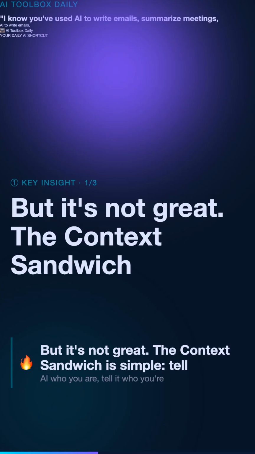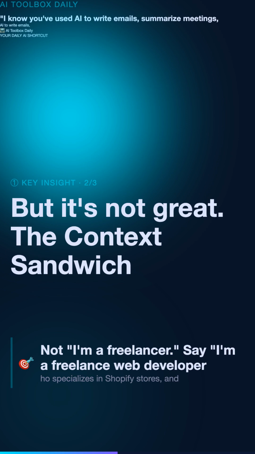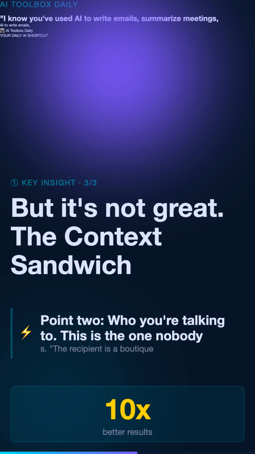Point 3, what outcome you want. Most people stop at write an email. Push further. The goal of this email is to get them on a 15-minute call to discuss their site speed issues. Don't pitch them immediately, build curiosity first. Now the AI has a strategy, not just a task. The output has structure, intent, and a clear goal.